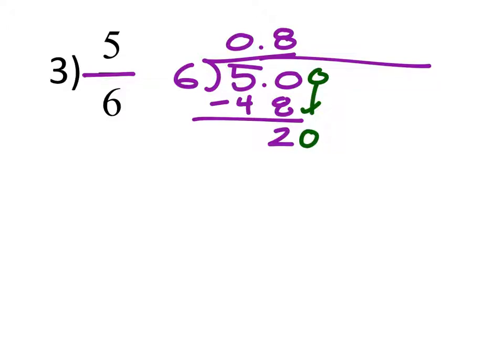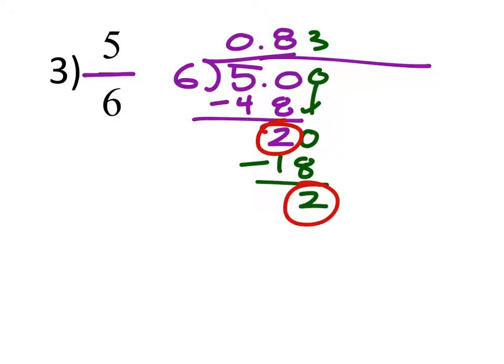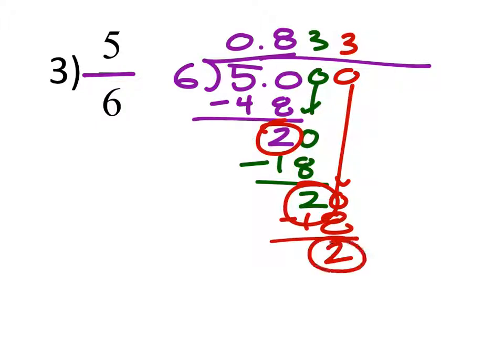So I'll extend this line. 6 goes into 20 3 times. 6 times 3 is 18. When I subtract, I get 2 remaining. Now, there's something special about this: we just had a 2, we just found another 2, which means that if I continue this process by dropping another 0, it can go into that 20 another 3 times, and we're going to get another 2.